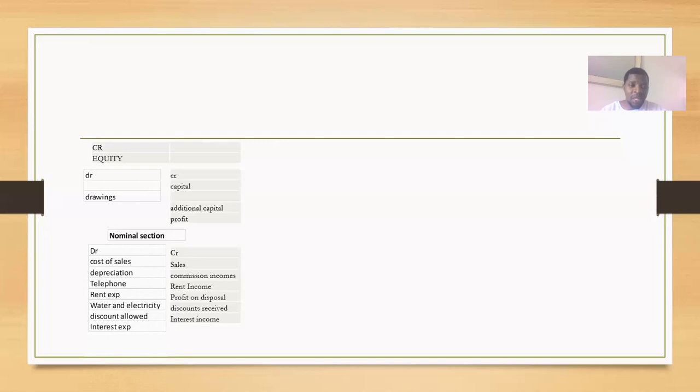And then on the debit side, you're going to have expenses or anything that reduce your profit, like your cost of sales. When you incur cost of sales, you are basically saying the cost of the items that you're going to sell. So that's definitely going to reduce your profit.